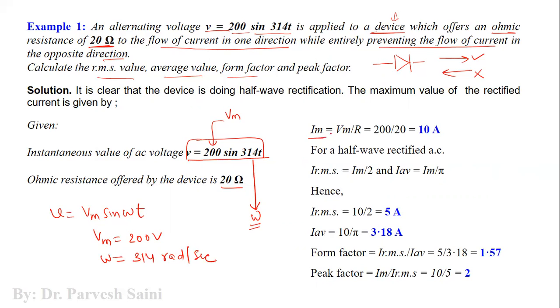The peak value of current is calculated by using this expression, simply Ohm's law, Vm by R. So it is 200 by 20, and we have 10 ampere as the peak value of current flowing in the circuit. Now, if we assume that this is a half-wave rectification, then for the half-wave rectifier, the RMS value is basically Im by 2 and the average value is Im by pi. So this can be calculated in this way.